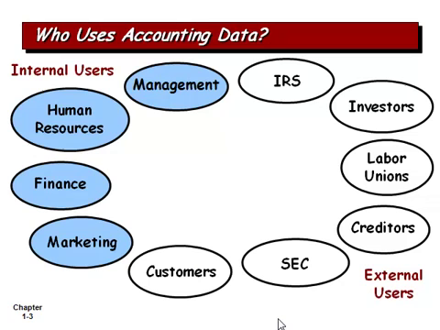The blue circles here represent internal users, internal to a company, so that management, HR, finance, marketing all have need for accounting data. And then there's a whole host of outside users who need information. IRS needs it for taxation purposes. Investors need it. They want to know whether to increase their investment, whether they should loan the business some money or not loan the business some money. Labor unions, creditors, SEC. SEC is short for Securities Exchange Commission, as well as customers, all external, all need to know how the business is doing.